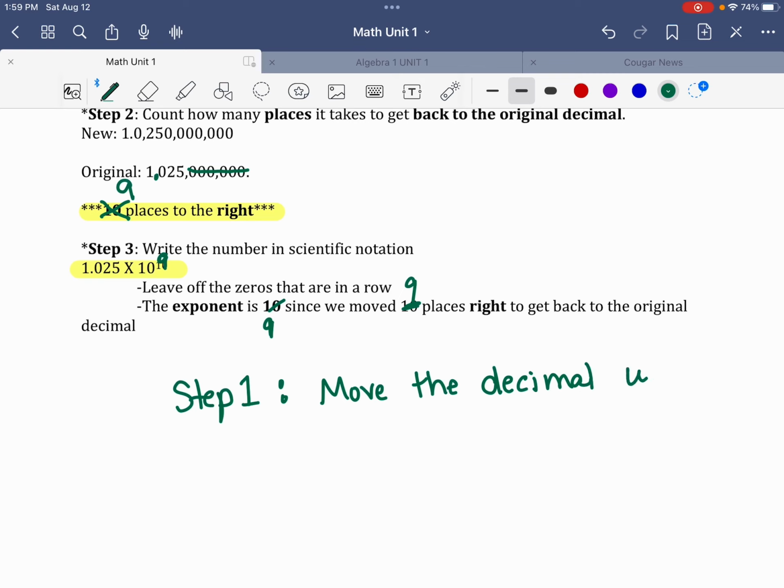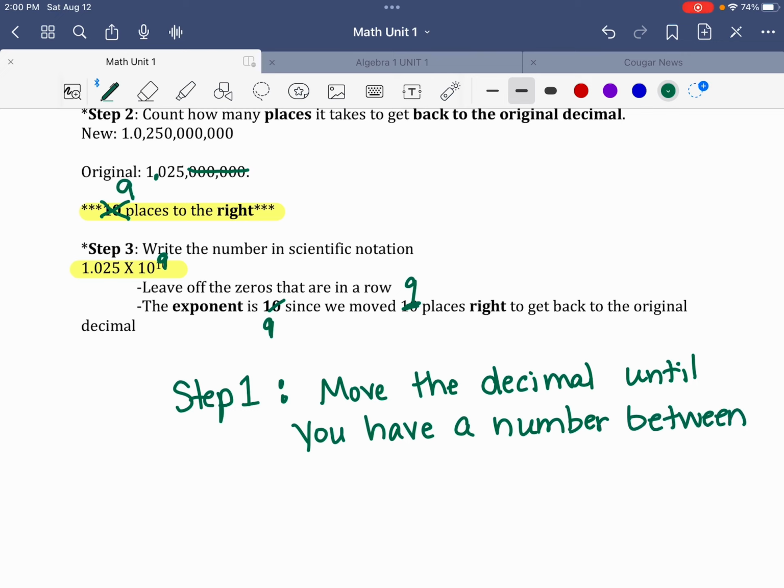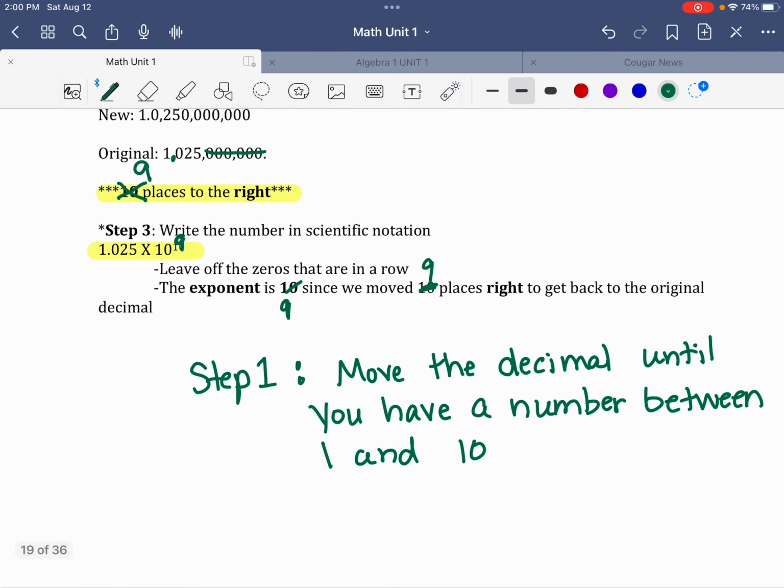move the decimal until you have a number between 1 and 10. And I'll show you what that means. If I gave you this number, I'm making something up, but please write this down. 1, 2, 3, 0, 0, 0, comma, 0, 0, 0. Okay, I want to make that number a number between 1 and 10.